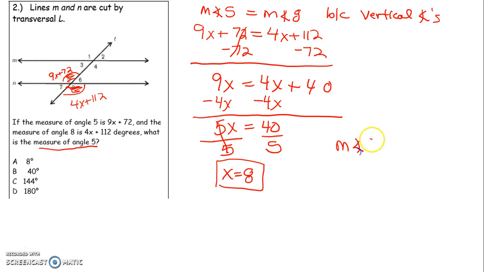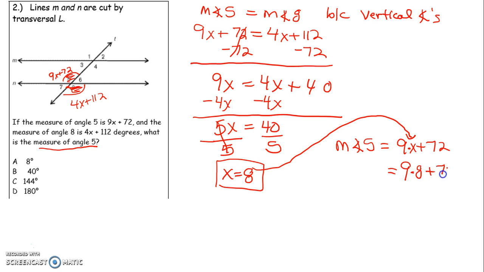Well, the measure of angle 5 we know is given as 9x plus 72. So I'm going to substitute an 8 in place of x. That's 9 times 8 plus 72. 9 times 8 is 72. What's 72 plus 72? Is that 144? It must be. That's 144 degrees. Now I've answered the question that was asked. So the answer is C, 144 degrees.